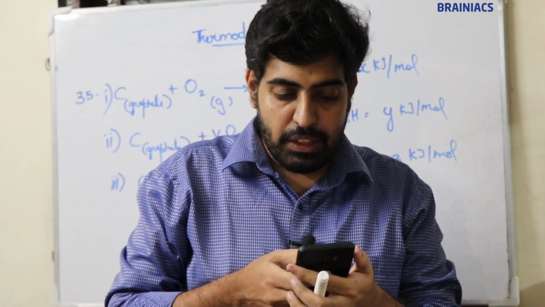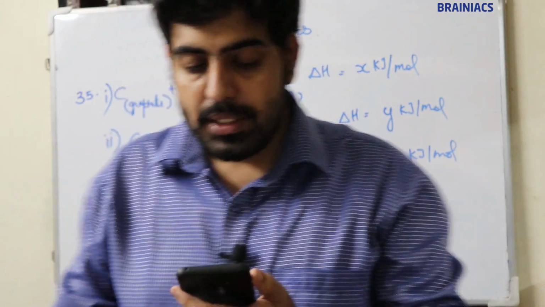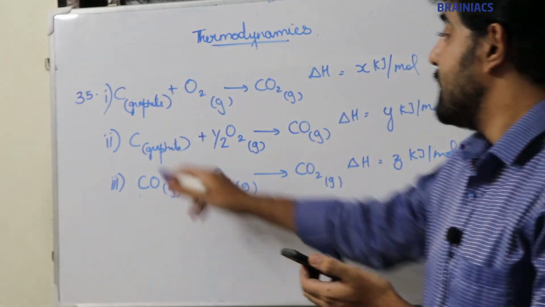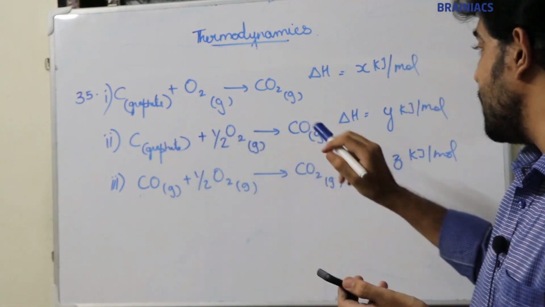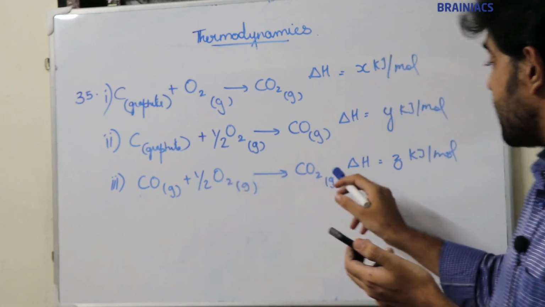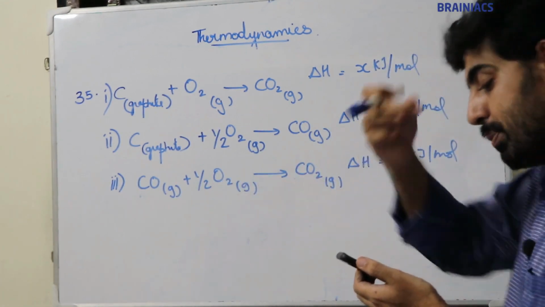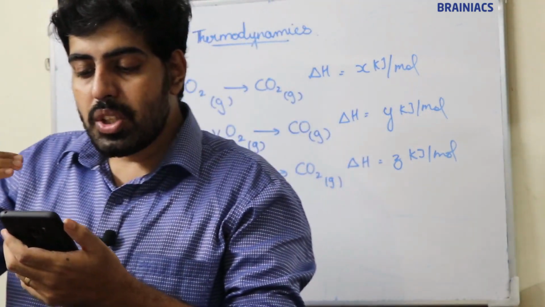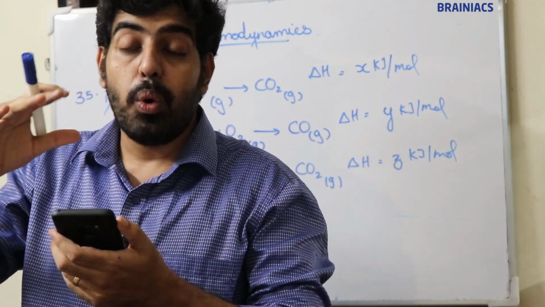Thermochemical equations are given below. C graphite plus O2 giving CO2, enthalpy is X kilojoules per mole. C graphite plus half O2 giving CO, delta H is Y kilojoules per mole. CO plus half O2 giving CO2, delta H is Z kilojoules per mole. Based on the above equations, find out which of the relationships given below is correct.